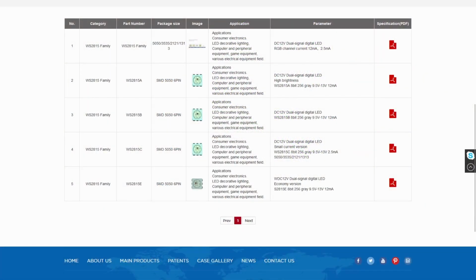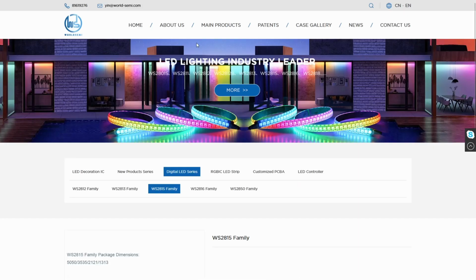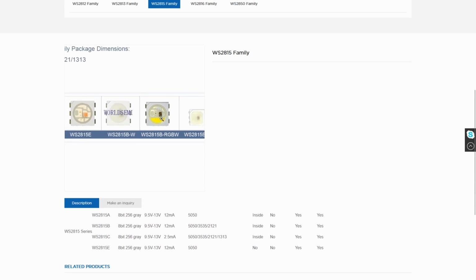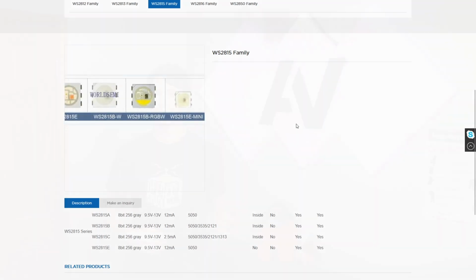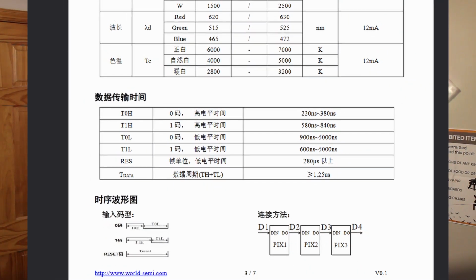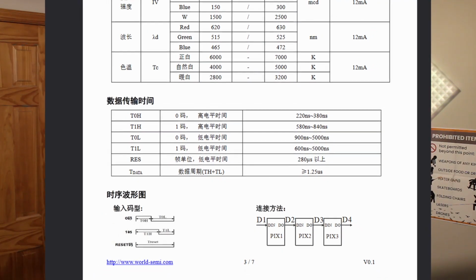Upon working on the 12-volt version, I saw World Semi's website and saw a page for WS2815B-RGBW, but there really wasn't much information there. Doing more research, it was evident that this product did exist, but it was extremely new, and there isn't even an English version of the datasheet yet. So I figured I should do some testing and make a video as well to help get the word out.